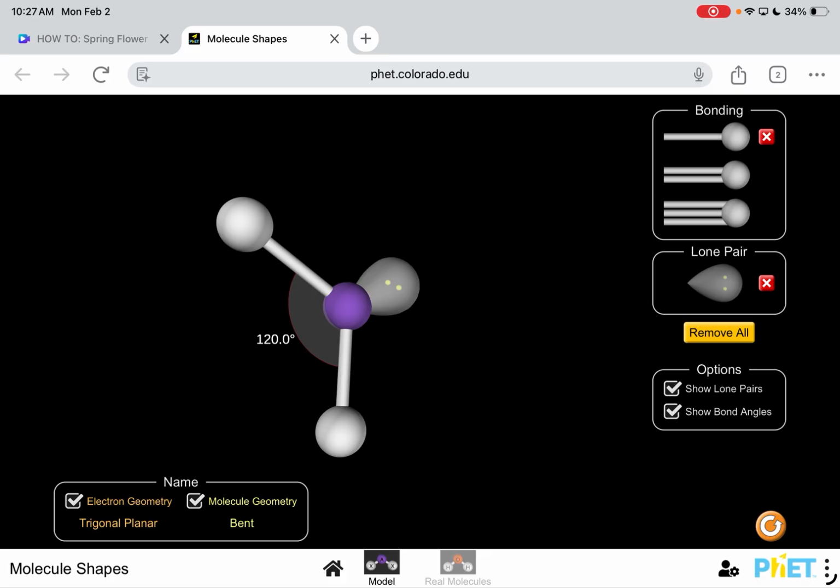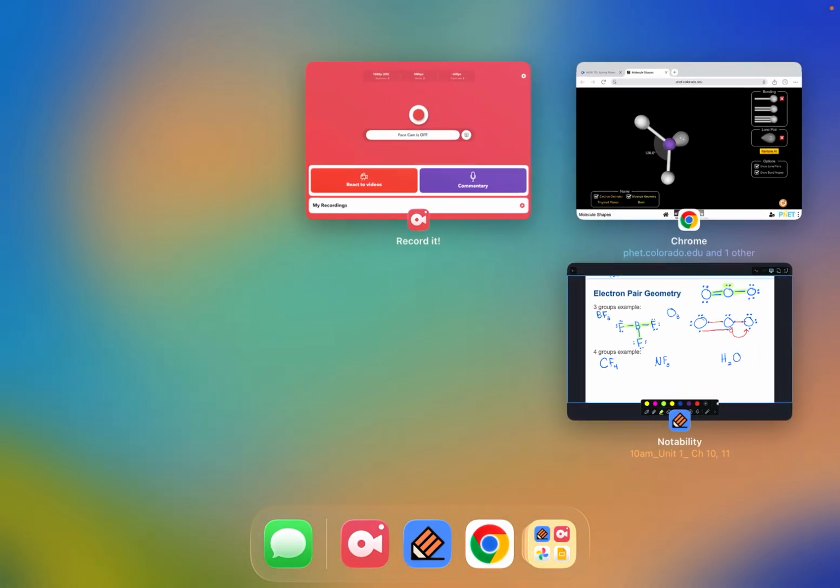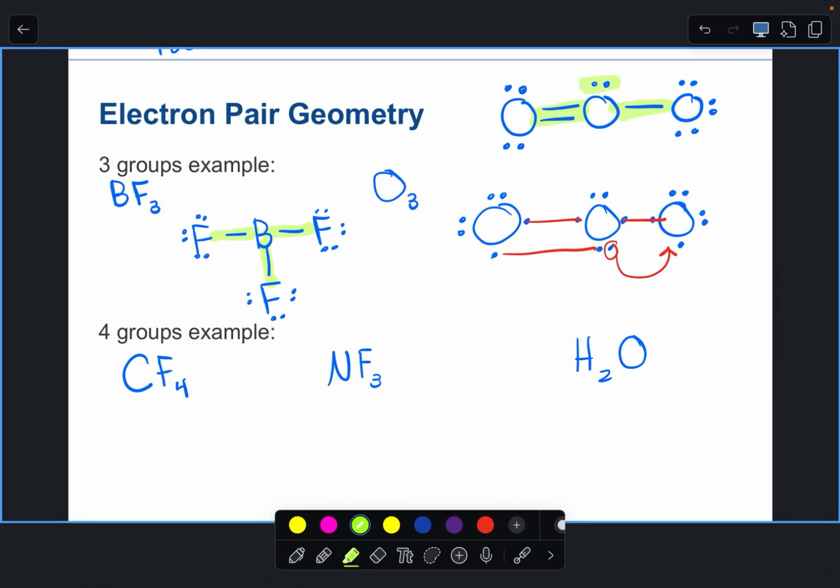So we have the predicted bond angle of 120, but once we've got that lone pair on there, it takes up more room and it squishes it down just a little bit. So if you want to write it on your notes, go ahead and write 119. Or what I'm going to expect you to do on an exam is just write less than 120. I don't actually care if you know the exact number because it's going to change depending on what the atoms are, but it's definitely going to be a little bit less than 120.